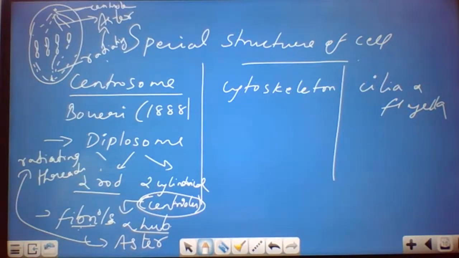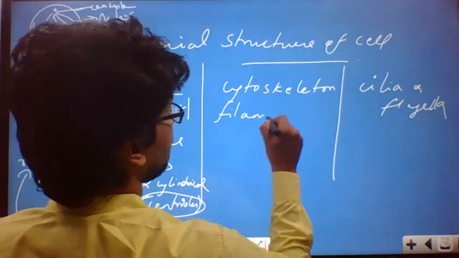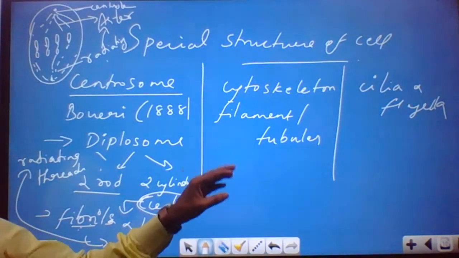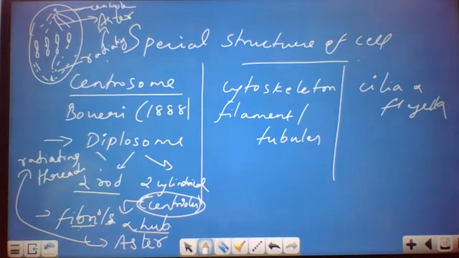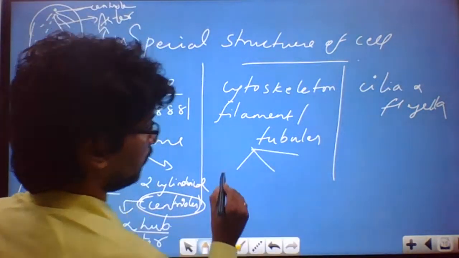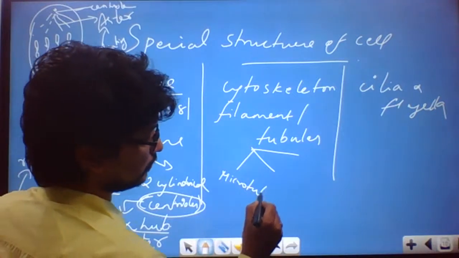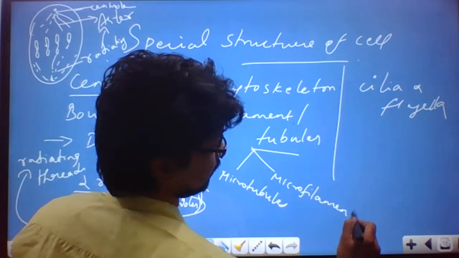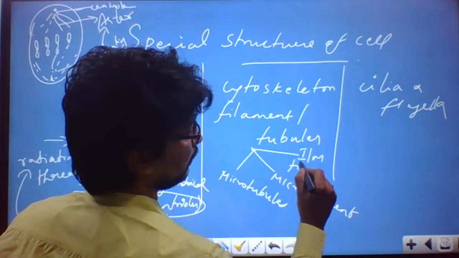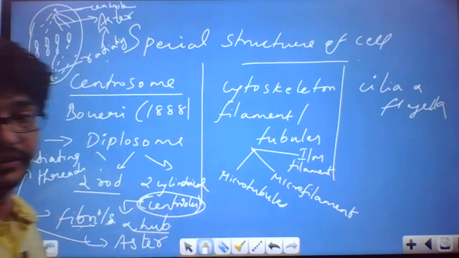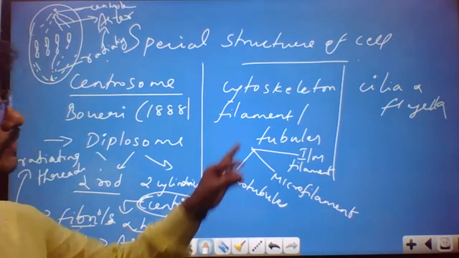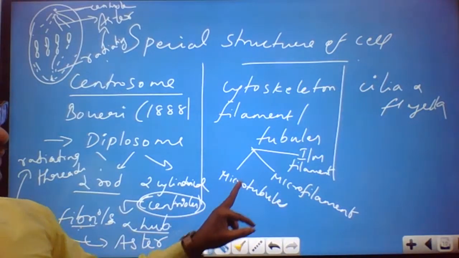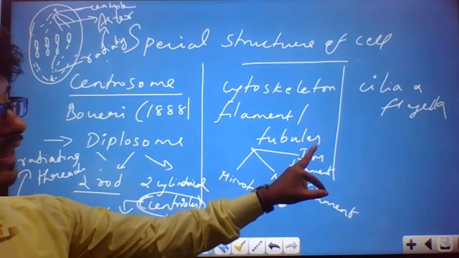This is the cytoskeleton. The cytoskeleton, which is otherwise called filament or tubules, consists of microtubules, microfilament, and intermediate filament. So cytoskeleton or the filament. Here we have microtubules, microfilament, and intermediate filament.